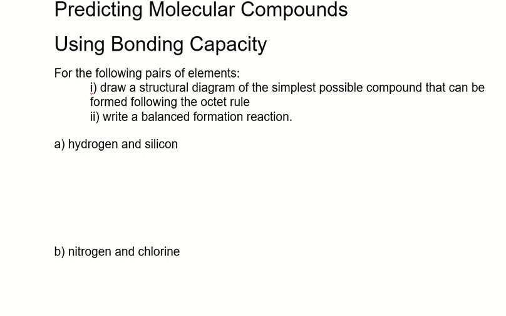This is going to be a quick lesson where we look at a few examples of predicting molecular compounds using bonding capacity. So there's a few steps we need to remember. First, identify the bonding capacity of each element present. Second, use the one with the highest bonding capacity as the central atom. Third, place the remaining atoms around so that each meets its bonding capacity and has a full octet.